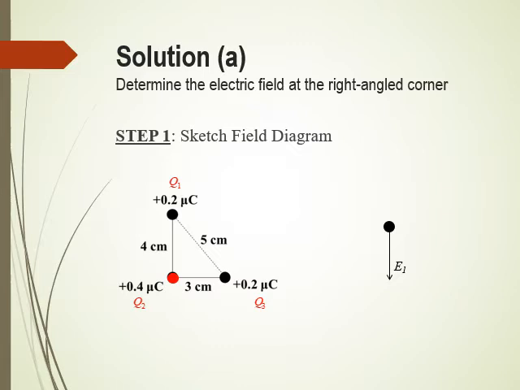Let us repeat the same thing for Q3. If you look at Q3, Q3 is also a positive charge, which means the electric field line will come out from this charge. When it comes out from this charge and moves forwards, it is going to pass through the red dot and keep moving towards the left-hand side, which means the electric field line coming out from Q3 is going to be pointing to the left-hand side. So this is the diagram that we are going to use in our calculations.